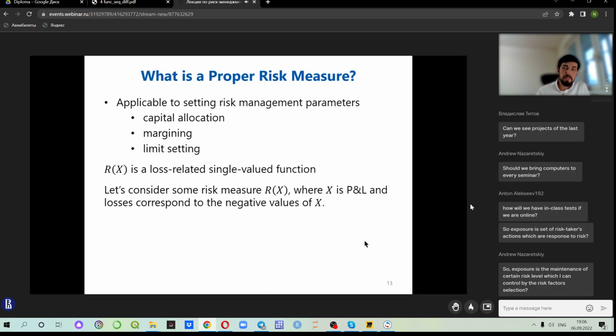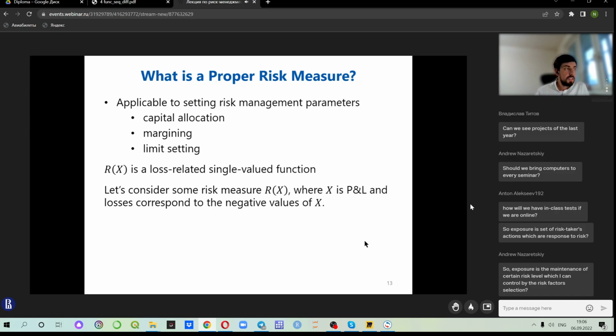So for example, if I would like to do margining, this is the purpose. If I would like to determine the price of insurance, that's the purpose. If I would like to set some limits, that's the purpose. All right, so we have to come up with some measure that suits our purposes the best.